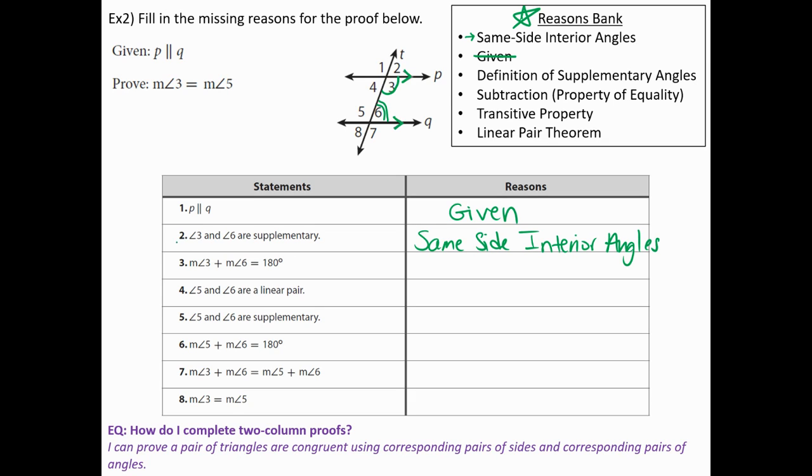Great. Then the next one says, so we went from 3 and 6 are supplementary to actually writing what that means. If they're supplementary, it means the measure of angle 3 plus the measure of angle 6 is 180. That would be our definition of supplementary angles. Notice I'm going to abbreviate.